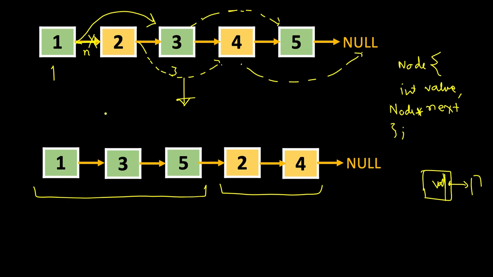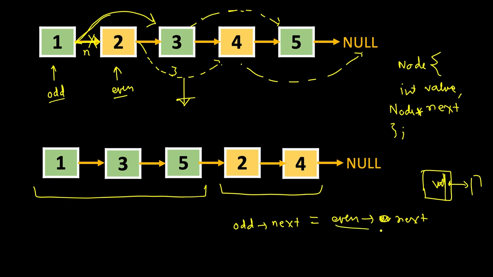So here, let's say we have made these changes. How can we do it? We will keep one odd node pointer and one even node pointer, initially pointing to the first and second nodes. Then we make odd next, that is this arrow, point to even next. What is the next of even? Next of even is currently 3. We have not yet changed these arrows. We are looking into the original list. So next of even is 3.